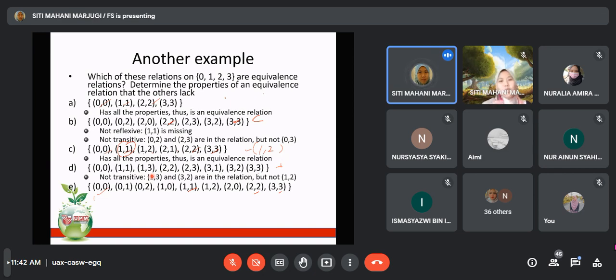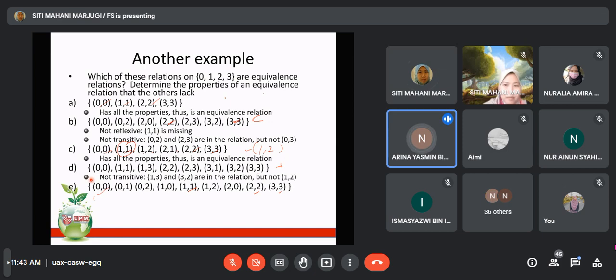Okay, you just show why you say this is not reflexive or not transitive or not symmetric. You give the reason. You show the element is not an element of this relation R. Okay, kalau satu je tak ada, tunjuk je kat situ tak ada. Alright? So, in terms of the transitive.